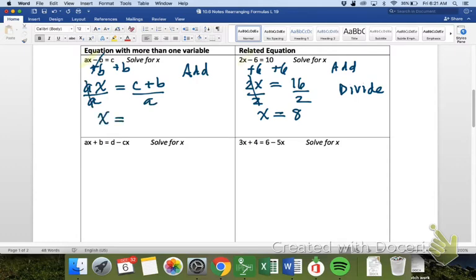And on the right-hand side, we have c plus b over a. I can't do anything to simplify that because those are all different variables. So there's no combining of like terms I can do. So the only thing I can do is leave the right-hand side exactly as it is and say x equals c plus b all over a.